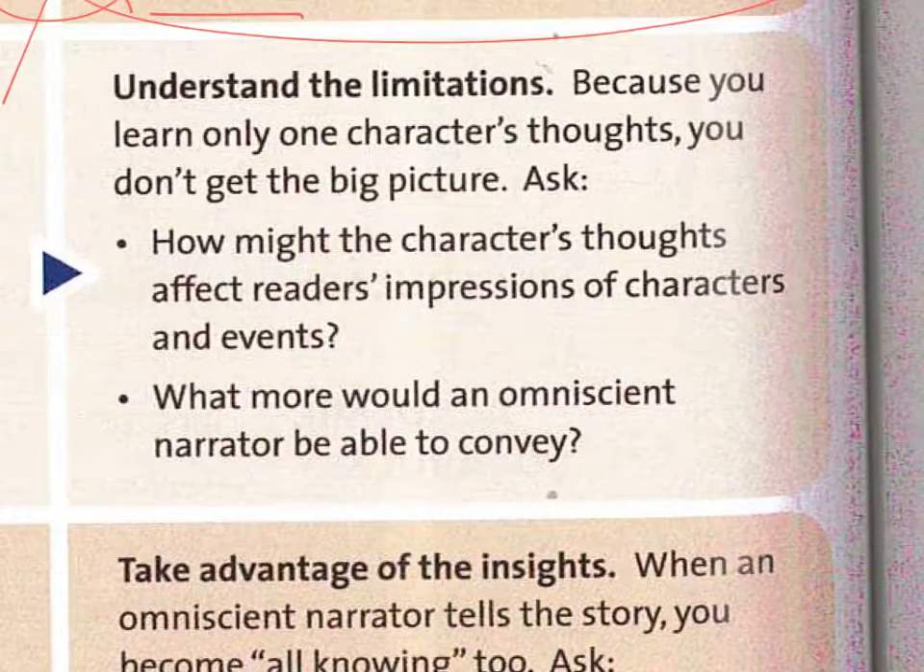So some strategies. Understand the limitations of this point of view. Because you only learn one character's thoughts, you don't get the big picture. You don't get the complete picture. So you should ask yourself, how might the character's thoughts affect the reader's mind, my impressions of characters and events? And what would a more omniscient narrator be able to tell me or convey? Convey means to give, to show, to carry across. Okay, so what would a more omniscient narrator be able to tell me?